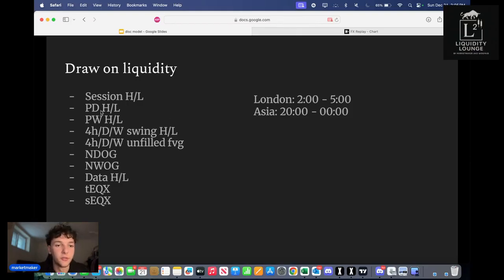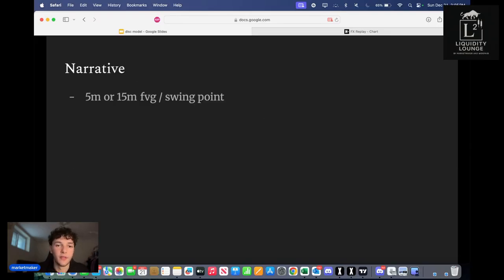Previous day highs and lows, previous week highs and lows, 4-hour, daily, weekly swing highs and lows, 4-hour, daily, weekly unfilled fair value gaps, new day opening gap, new week opening gap, data highs and lows, trend ending equal highs and lows, and then swing equal highs and lows. Sorry, so we have that.